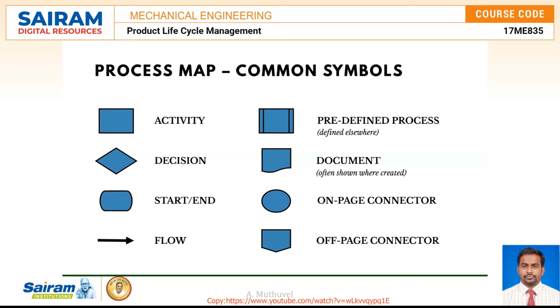A circle could represent an on-page connector. So if we don't want to have lines crossing all throughout our process flow, we could use connectors to connect different points of the diagram. And then we could also use the symbol at the bottom to represent an off-page connector. So if we want to connect two process maps, maybe on different pages, we could use that off-page connector to do so.